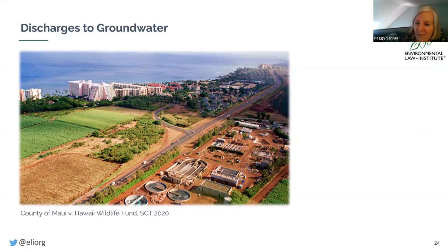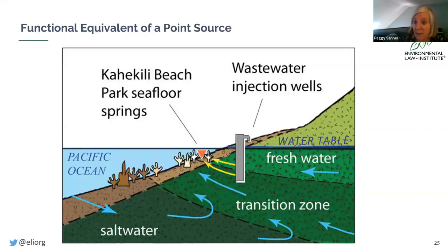Ultimately the Hawaii Wildlife Fund sued the county, alleging that its system of disposing of partially treated wastewater was a point source and needed to be permitted, because the plaintiff said coral reefs were being hurt by the discharge. As the court evaluated it, and ultimately this went to the Supreme Court, the court studied what that process was. So we had partially treated wastewater that was injected into the groundwater by a series of injection wells that you can see in this slide.